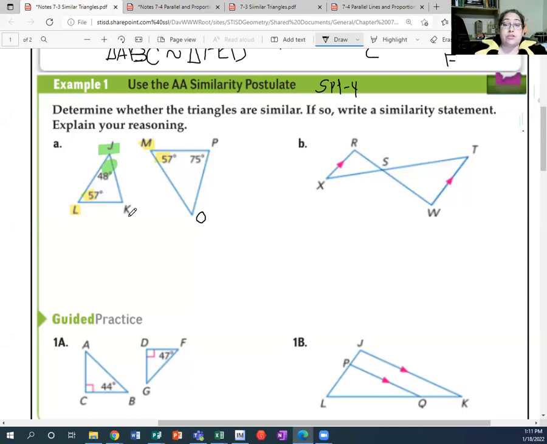Let's go ahead and find the measure for angle K. As I look at this triangle, what do I remember about the angles in a triangle? They add up to 180 degrees. So if I'm trying to find the measure of angle K, I can take 180 and subtract off those two angles that I know. As I write that down, can I get you with your calculators to tell me what 180 minus 57 minus 48 is?